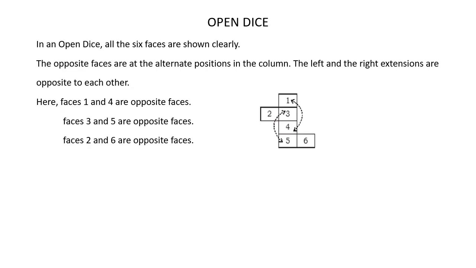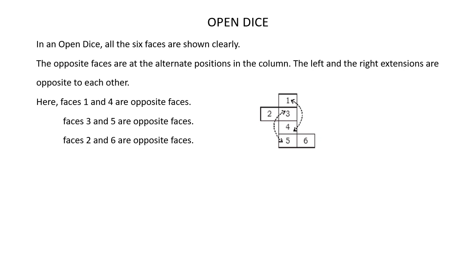Let's now learn more about the open dice. In an open dice, all the 6 faces are shown clearly. The opposite faces are at the alternate positions in the column. The left and the right extensions are opposite to each other. Now look at this open dice. So in this column, face 1 and face 4 are in alternate positions and they are opposite faces. Face 3 and face 5 are in alternate positions and they are opposite faces. The left extension 2 and the right extension 6 are opposite to each other.